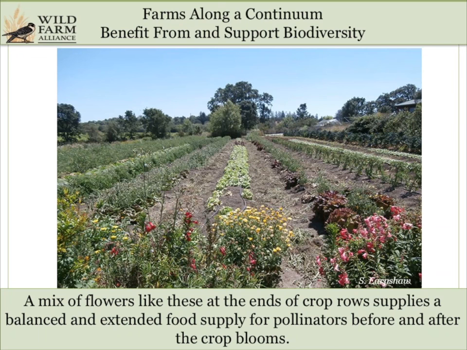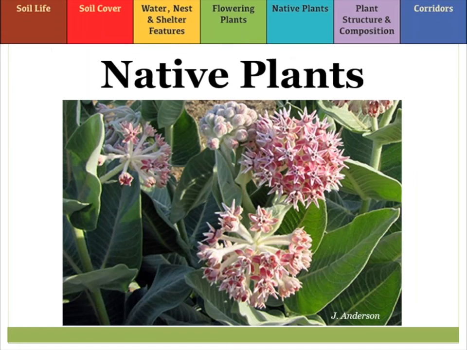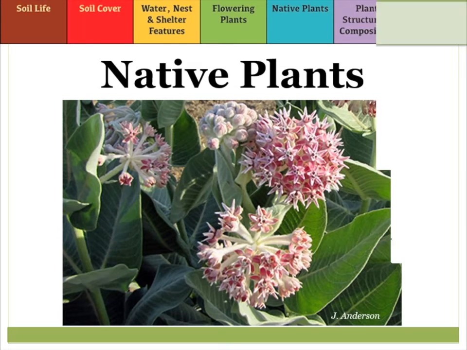So farms can plant a mix of flowers like these at the ends of crop rows, and thereby supply a balanced and extended food supply for pollinators both before and after the crop blooms. They can plant flowering plants along ditches that hold the soil in place but have multiple benefits of also supporting pollinators or other beneficial insects. Okay, so now we're moving into even more complexity using native plants.